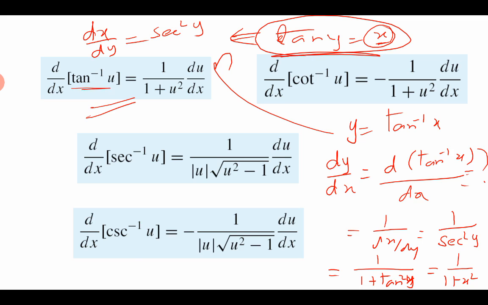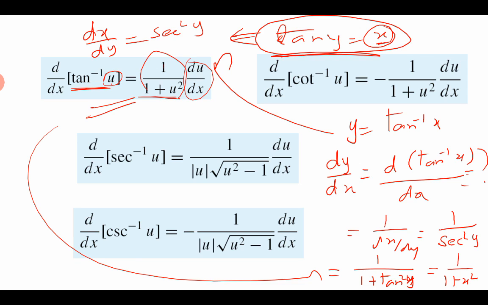You see? Tan inverse u. When x is replaced by another function u, it will be 1 over 1 plus u square, using this formula. And then differentiate u using chain rule. That is it. So you can try the similar technique for cotangent, secant and cosecant.